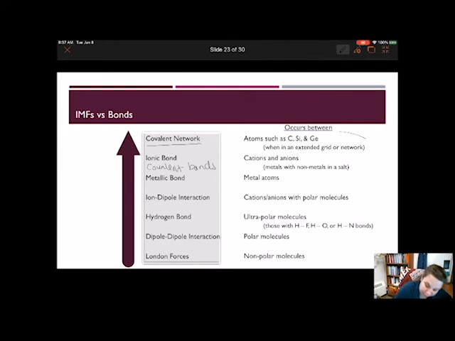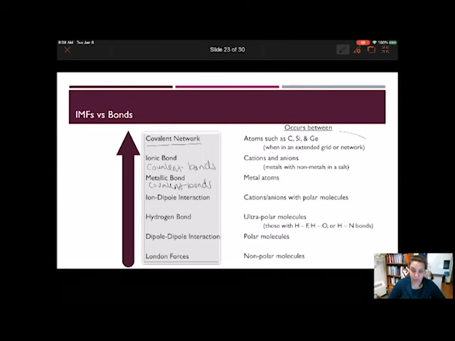The covalent bonds also could be here. It can kind of be anywhere depending on really the polarity of the bond, the length of the bond. We have a pretty large range of energies for those covalent bonds.